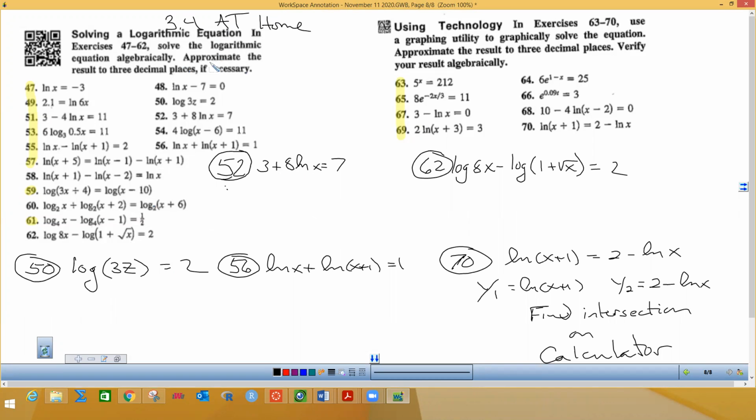It says solve these algebraically. And the ones that we need to get a calculator on, we're supposed to round to 3 decimal places. So I'm going to do those with you.